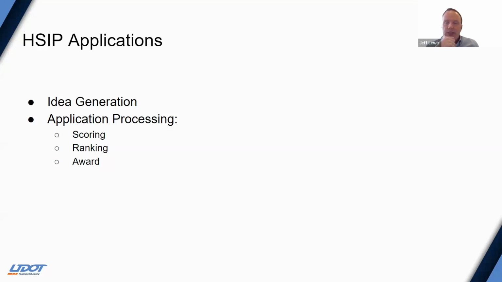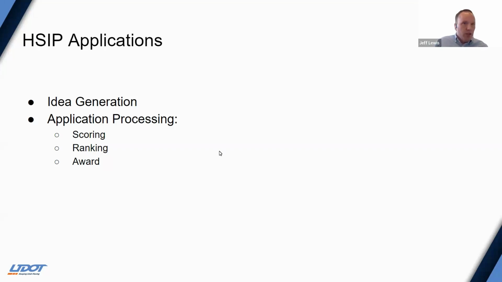The ranked applications are awarded until the available funds are exhausted, and awarded projects are placed on UDOT's 3-year plan for HSIP. Once the project is on the plan, the local region can move projects around to make them fit where they best make sense. And applications that do not get awarded are held for the next year's funding cycle.